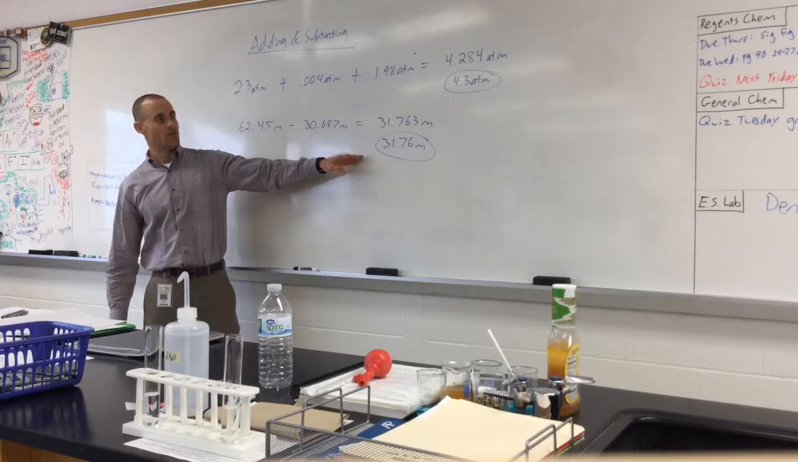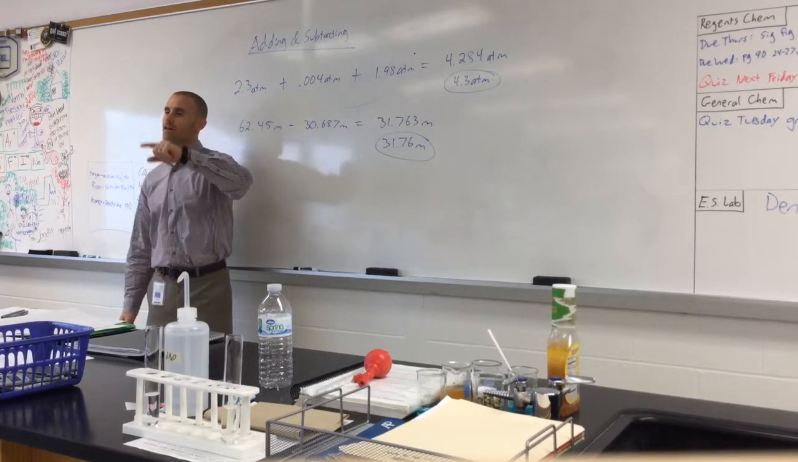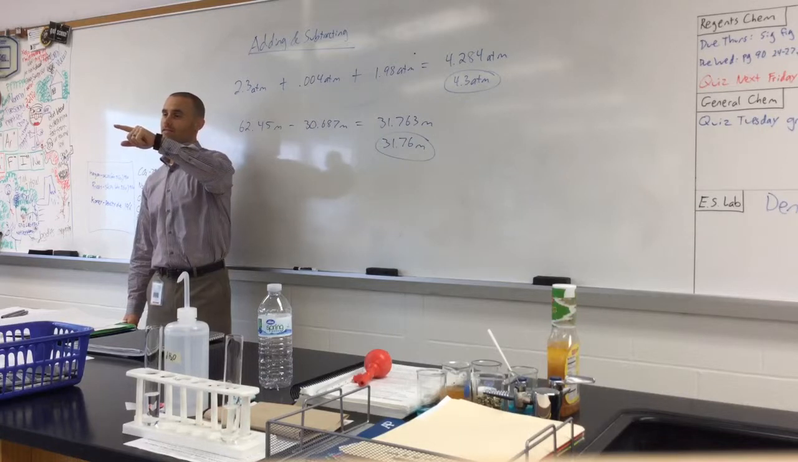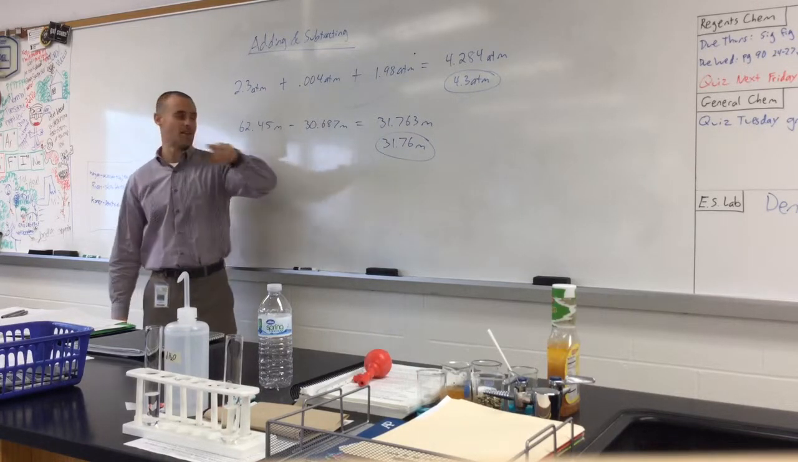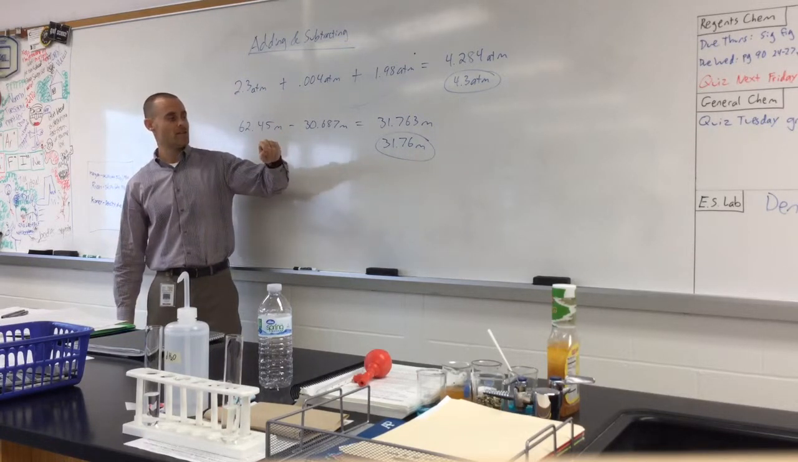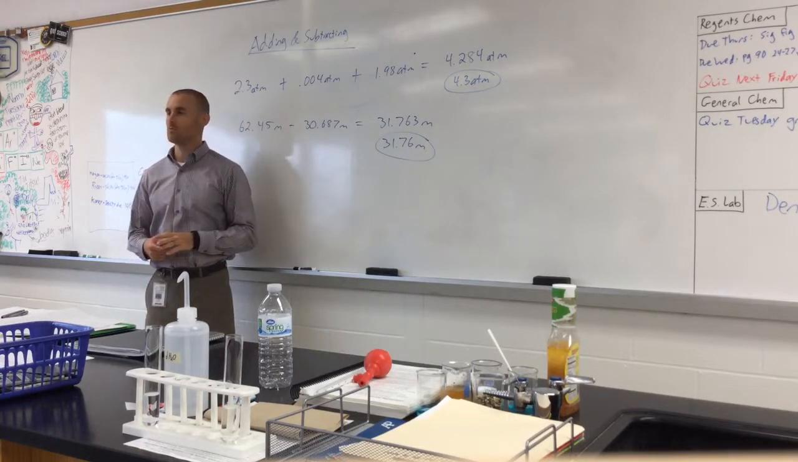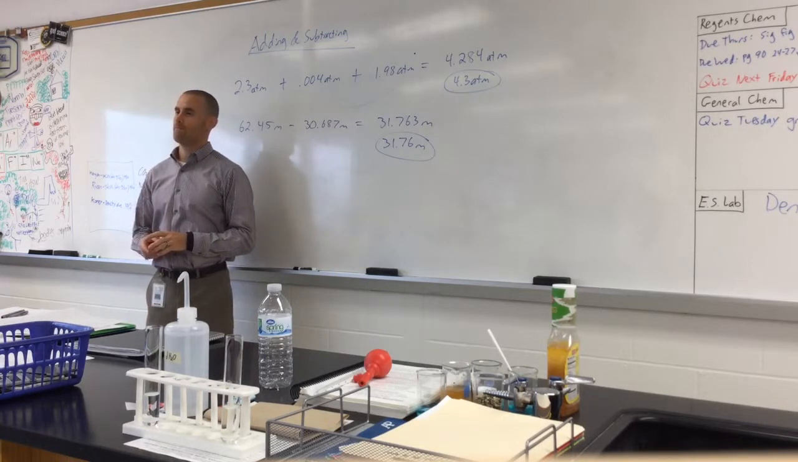So, the rule is not counting the number of sig figs. What are you doing right now? I'm trying to fix this train. Oh, texting. Get out of here. The rule is round it to the lowest number of decimal places. Come on, Blake. Why didn't you say it?